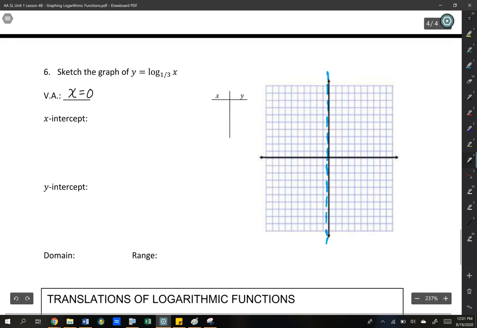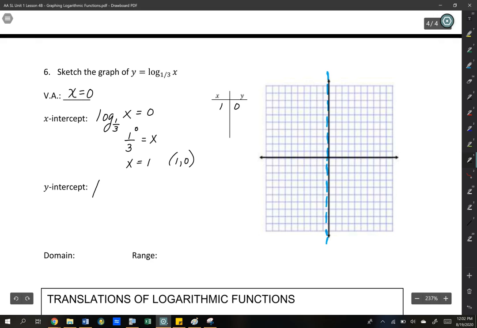The x-intercept can be found by setting the equation equal to 0. Put it in exponential form. So we get x equals 1. So we have an x-intercept at (1, 0).